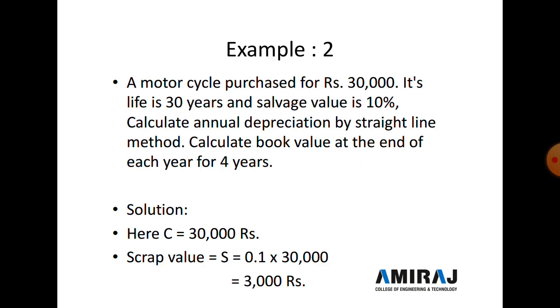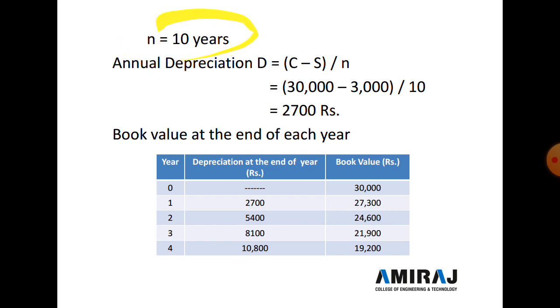Now in example number 2, a motorcycle is purchased for rupees 30,000. So here the original cost is 30,000. Its life is 10 years, and salvage value is 10%. Calculate the annual depreciation by the straight line method, and calculate the book value at the end of each year for 4 years. Clear? So here scrap value is 10% of the original cost, so 0.1 multiplied by 30,000 is 3,000, and C, the original cost, is 30,000. Now N is 10 years, as given.